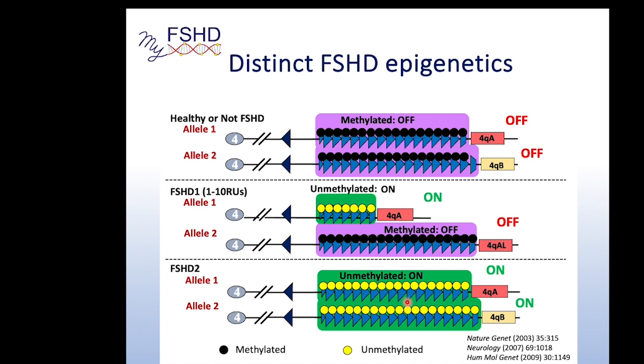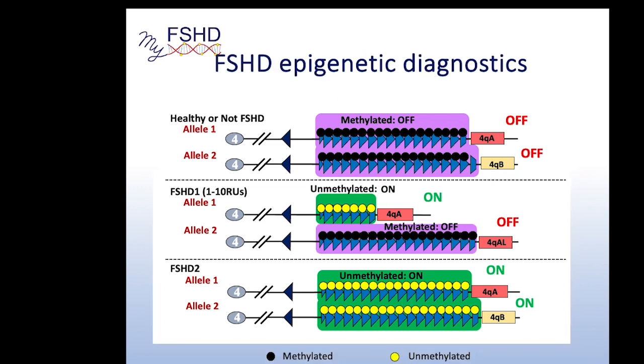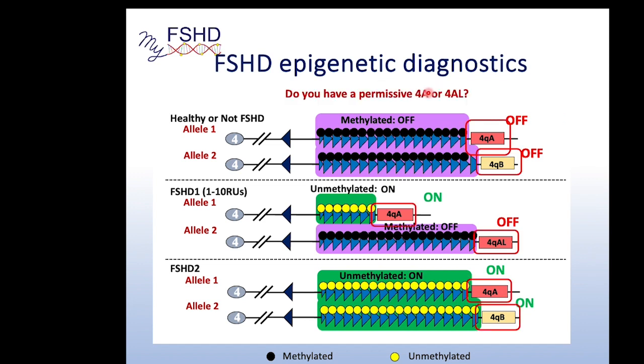It's these distinct FSHD epigenetic profiles. So, saying it again, epigenetic diagnostics is based on these epigenetic profiles. All right, so what are we going to do? Oddly enough, the first thing we do is a genetic analysis. The first thing you want to know is, do you have an FSHD permissive 4A or 4AL? We don't care whether it's on or off, methylated or not. We want to know, do you have one?